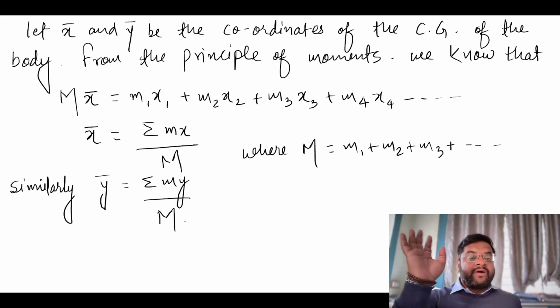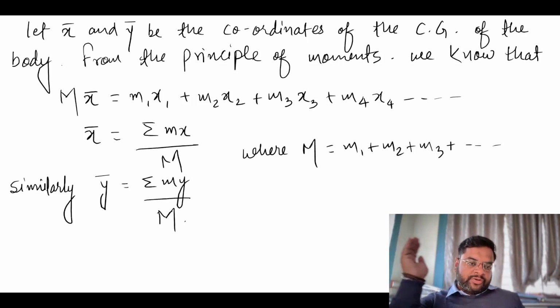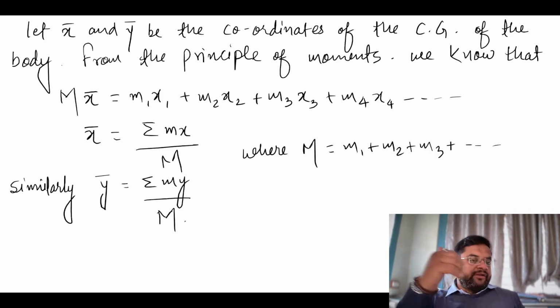Let x bar and y bar be the coordinates of the center of gravity of the body. From the principle of moments, we know that m x bar will be equal to m1 x1 plus m2 x2 plus m3 x3 plus m4 x4 and so on. So x bar is sigma mx divided by m, where m is m1 plus m2 plus m3, and similarly y bar is sigma my upon m.